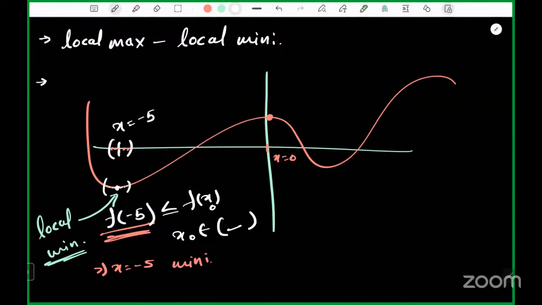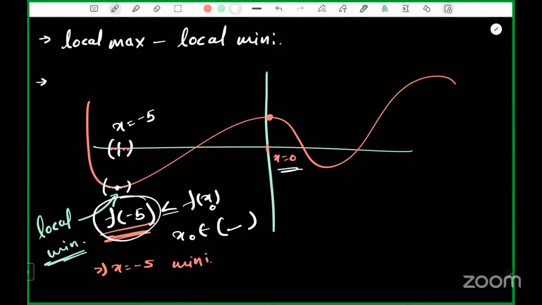f of -5 should be less than or equal to f of x naught on both sides of the point, not on a particular side. So we are not talking about increasing or decreasing functions. It's a function where the value at -5 is lesser than every other value of the function in that neighborhood. Similarly, we can understand this for local maxima also.